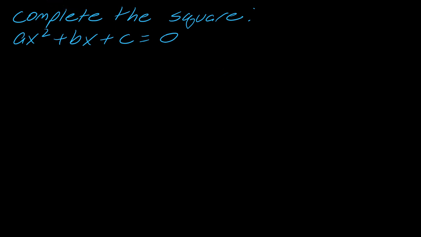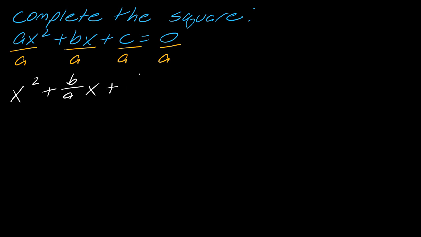Okay, so first things first, if we're going to complete the square, the first thing that needs to be true is that we need to have just plain old x squared. And I'm going to treat a, b, and c as any number, so I'm going to assume that a is not 1. So just to cover my bases, the first thing I'm going to do is divide everything by a. So I now have x squared plus b over a x plus c over a equals 0.